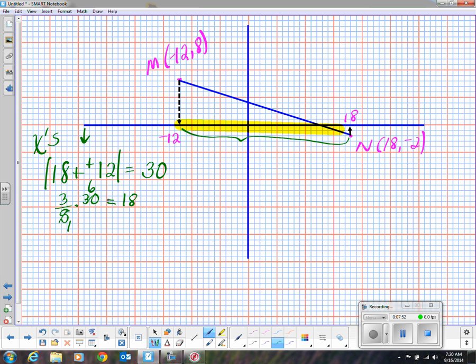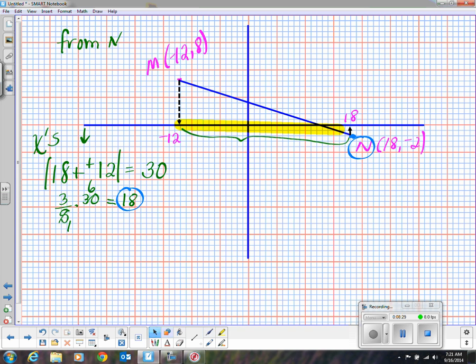Alright, so let's look at how it's worded. We want to find the coordinates of W on the segment MN such that W is 3/5 the length of NM, and it says from N. So which one am I working with? I'm working with N, because it said from N. So I have to be between negative 12 and 18, and I have to move 18 units from here.